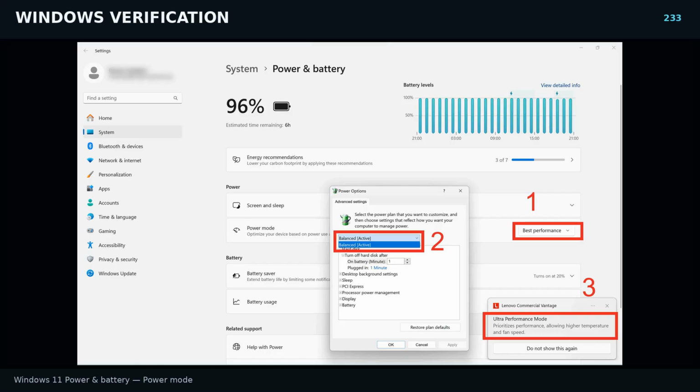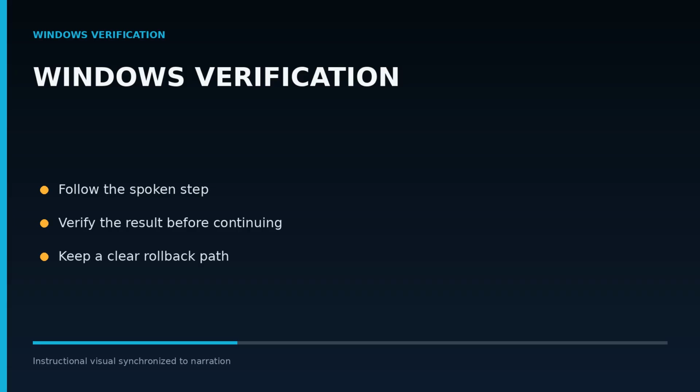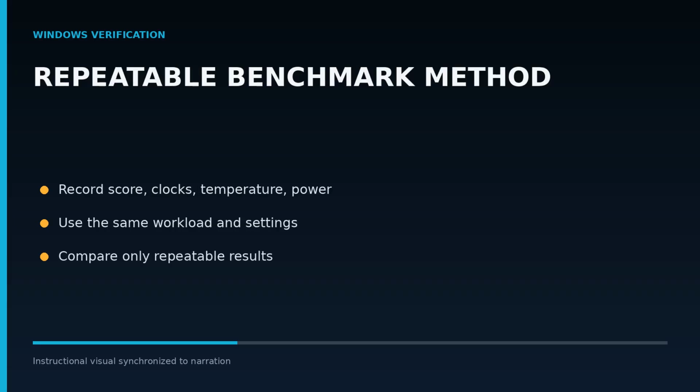In Windows Power and Battery, choose a plan appropriate to your needs. Balanced is fine for most. High performance or ultimate performance can be useful for consistency during benchmarking. Disable background tasks that inject variability into benchmarks, including cloud syncs, scheduled scans, and overlays you don't need.